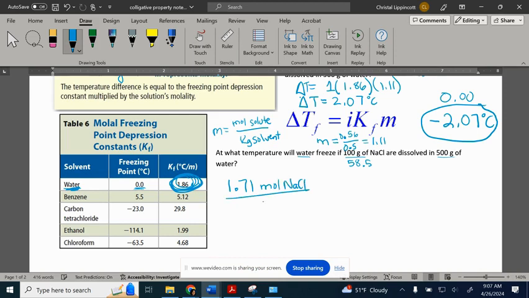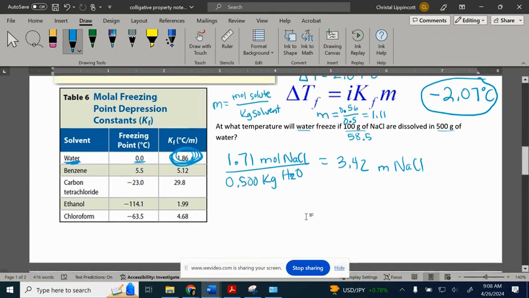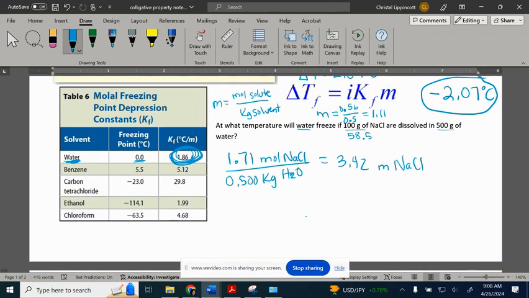I'm going to divide that by kilograms of water, which would end up being 0.500. And that gives me a molality of 3.42. That's little m. So that's my molality. Now I'm going to plunk that into this calculation here. So delta T equals my interference factor, my Kf, and my molality.